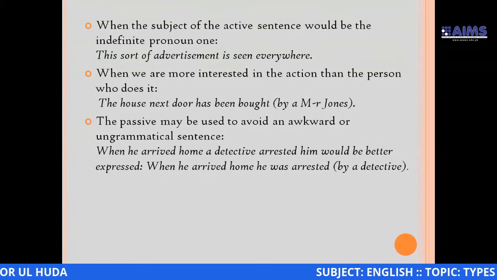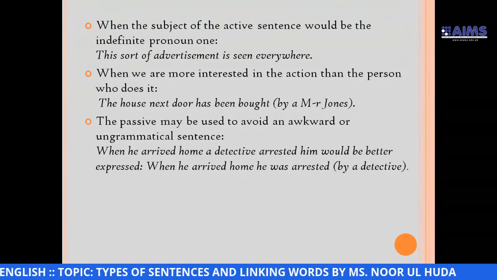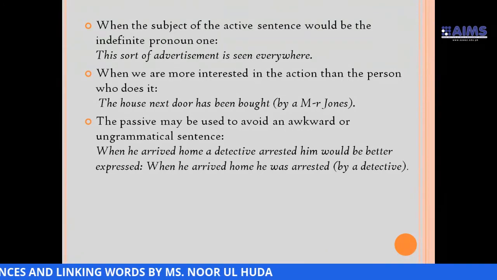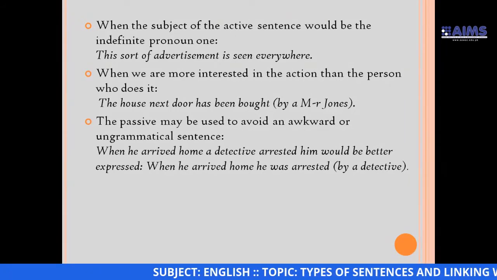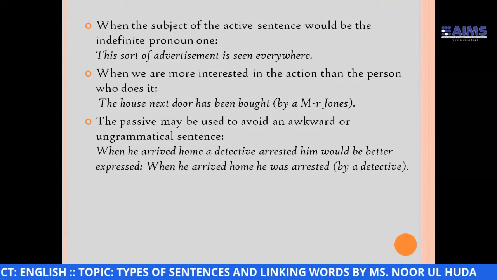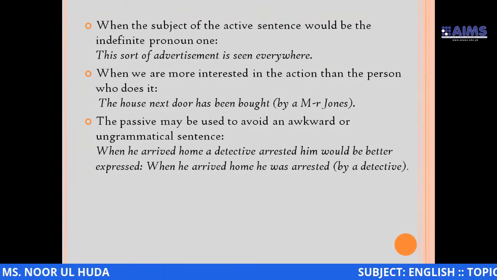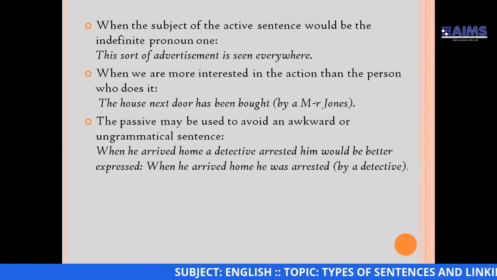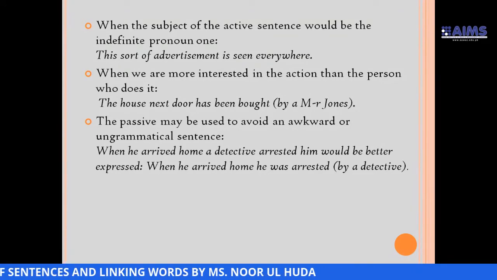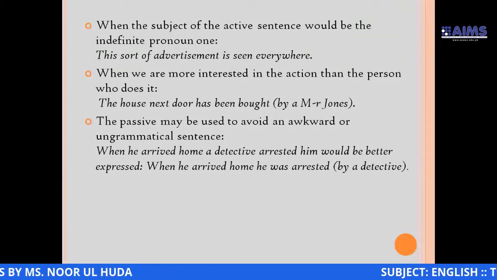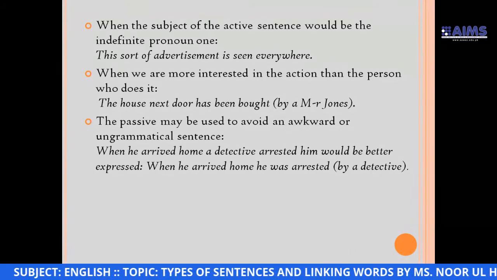We use the passive when we are more interested in the action than the person who does it, meaning our main focus is on the action, not on the person who actually does it. So the house next door has been bought, and we don't know who actually bought it, or we don't want to focus on that person. We could say the house next door has been bought by Mr. Jones or Miss Elena or so-and-so, but this is not the main purpose of our sentence.